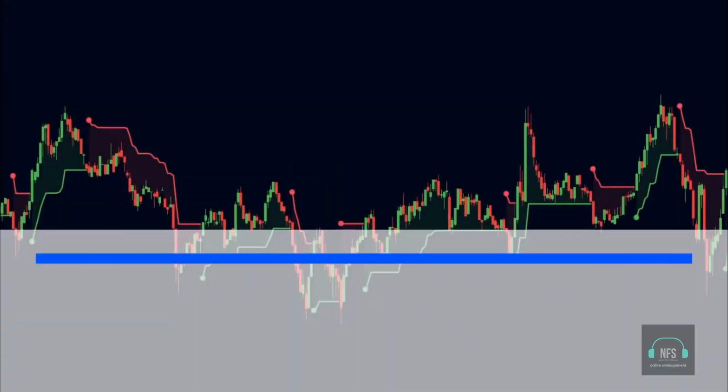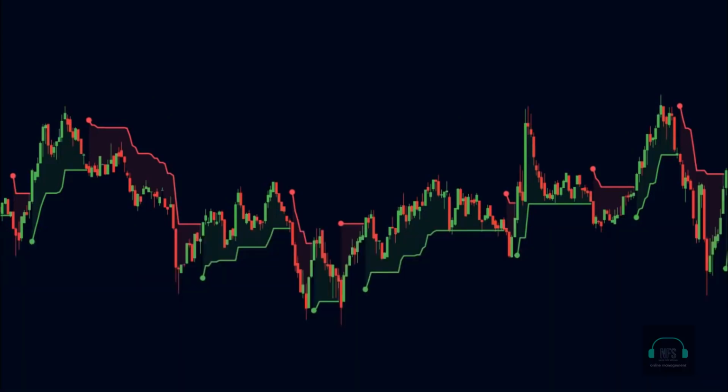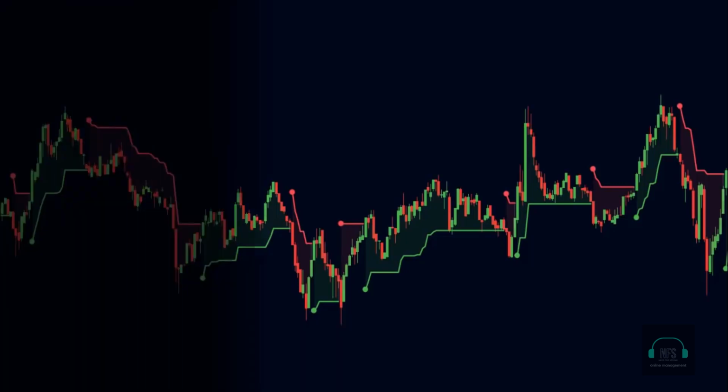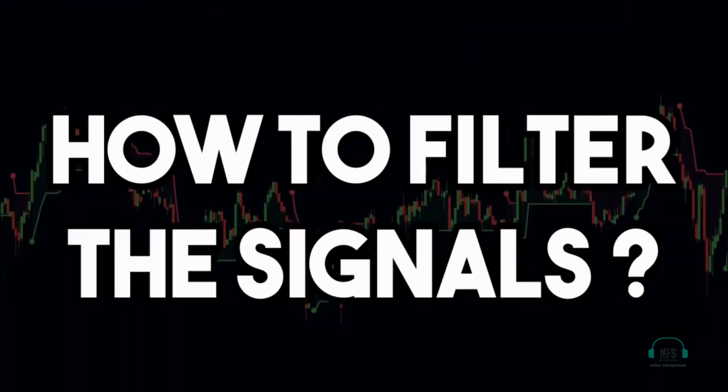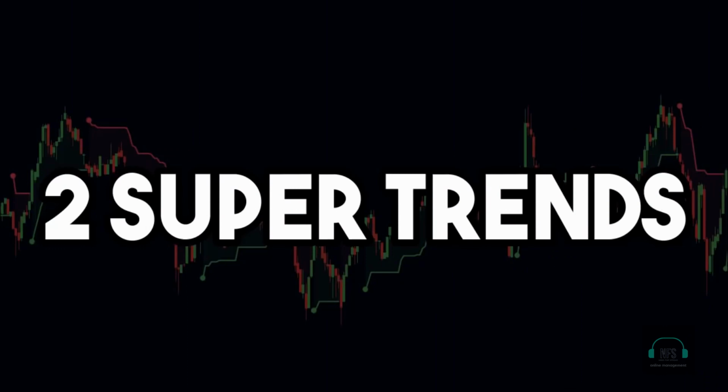In fact, it is said that the market stays in a sideways range for 70% of the time. If we use a trend indicator like the Supertrend in a sideways market, it will become very difficult to stay profitable. So how do we filter the signals that are generated by the Supertrend indicator? This is where our strategy comes into the picture. In this strategy, we will use two Supertrends instead of one.